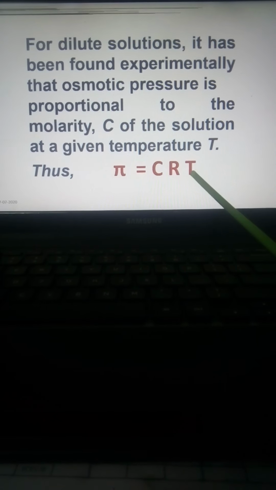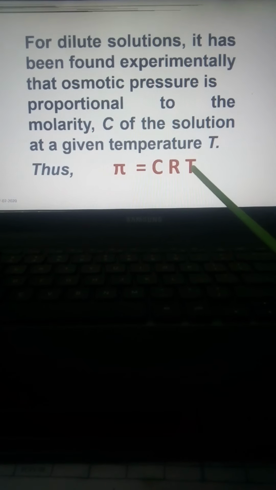Now, osmotic pressure is a colligative property. That means it depends on the number of solute particles. So definitely osmotic pressure has a relation with the number of solute particles present in the solution, and we have to know that mathematical relation. For a dilute solution, it has been found experimentally that osmotic pressure is proportional to the molarity C of the solution at a given temperature T. Capital T means temperature measured in the Kelvin scale.